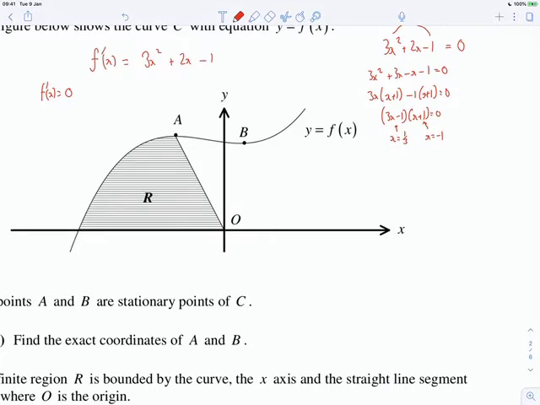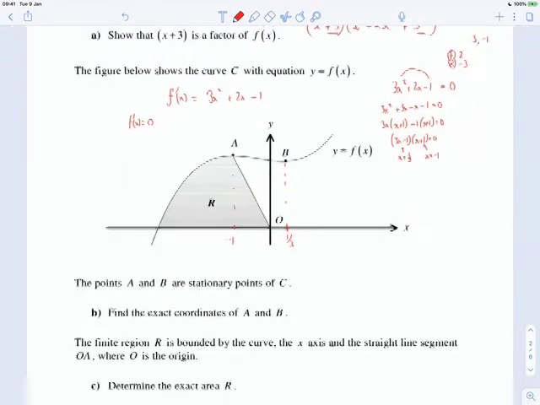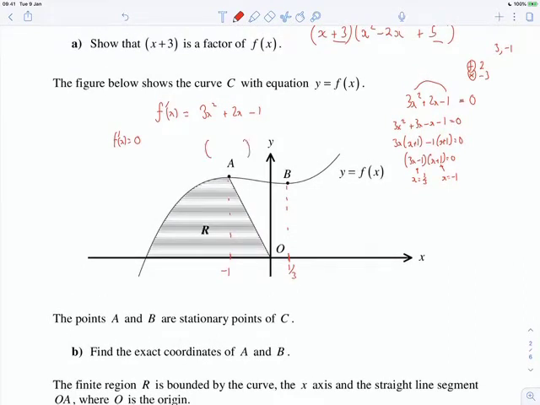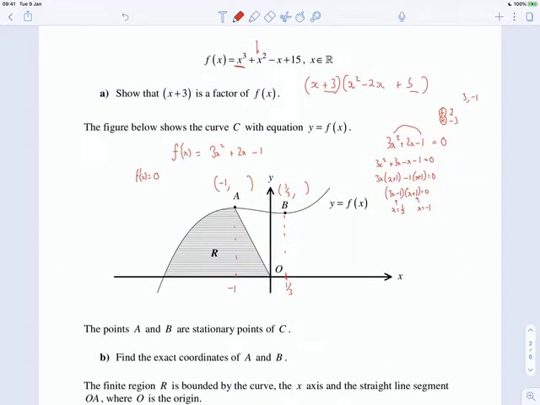And it's pretty obvious from the sketch that B must be x is a third, and A is minus 1. Okay, cool. Find the exact coordinates of A and B. Well, A has an x coordinate of minus 1 and B has an x coordinate of a third. But to get the y values, I'm going to have to sub them back into the original thing at the top.